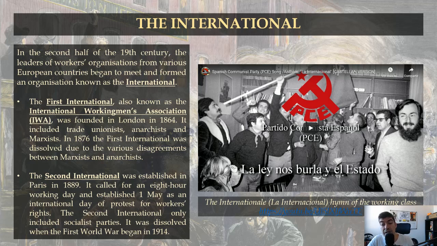That's it. The Second International only included socialist parties, so only Marxist parties were included. The anarchists were expelled. And it lasted until the beginning of the First World War in 1914. It was dissolved then because they called for not supporting the First World War, which they proclaimed to be a bourgeois war, a war that only followed the interests of the bourgeoisie, but the workers joined the armies and they disobeyed the International, so it dissolved.